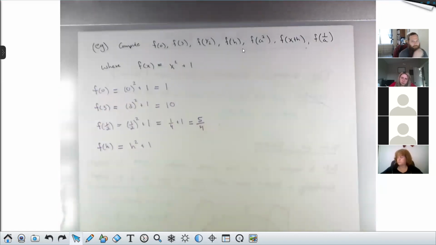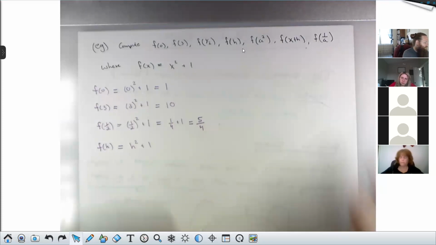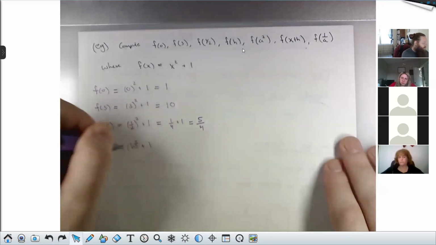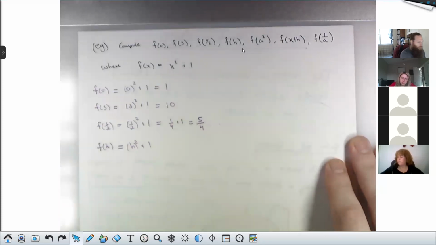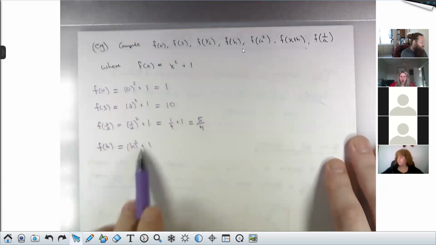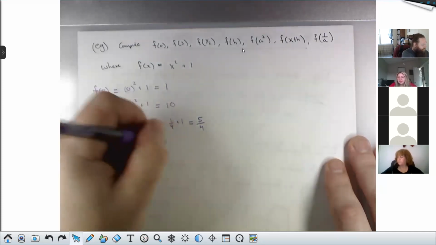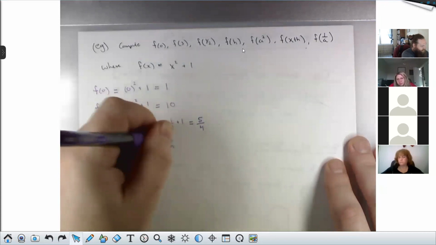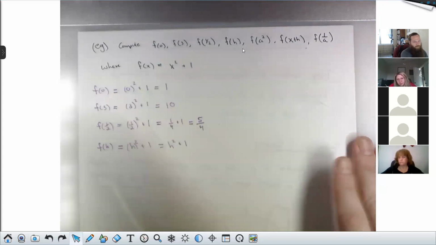All right, and if I'm being careful here, I should put this in parentheses. But then we notice, oh, okay, h squared here. The parentheses is a little bit redundant. The order of operations rule would say that's the same as h squared plus 1 like this.